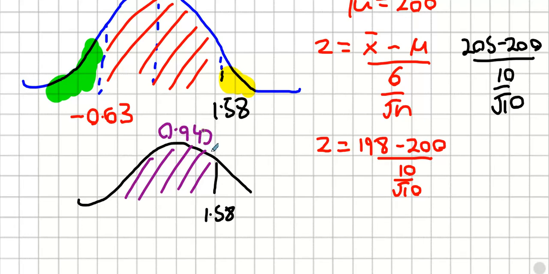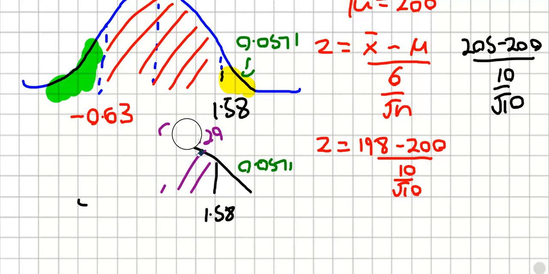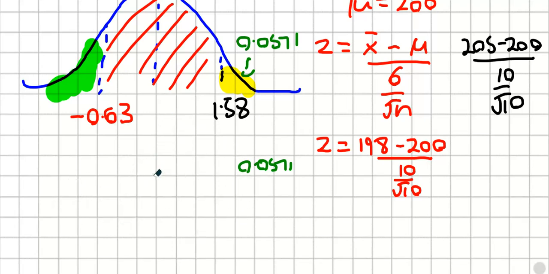9.4. Take that away from 1. 0.05. Yeah, that's it. All right. And then the next thing we're working on is the 0.63, aren't we? Now, being smaller than negative 0.63 is the same thing as being bigger than positive 0.63. So that's 0.63, and you want this green area here.